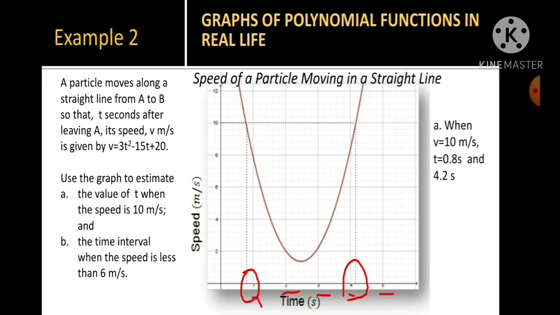Now let us determine the time interval when the speed is less than 6 meters per second. So let us locate 6 meters. So we have here 1.2 and 3.8. Now when the speed is less than 6 meters per second, the time is between 1.2 and 3.8 seconds. Now let us proceed to the second example.